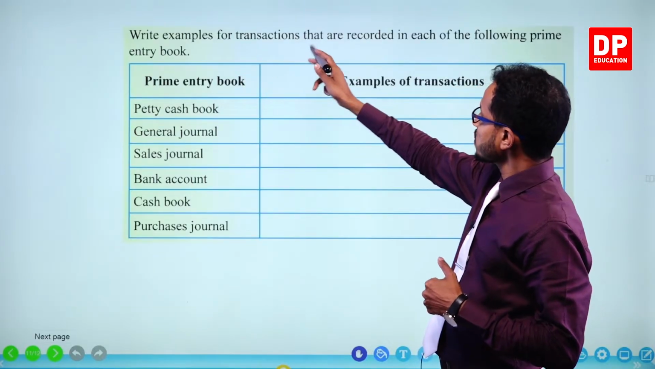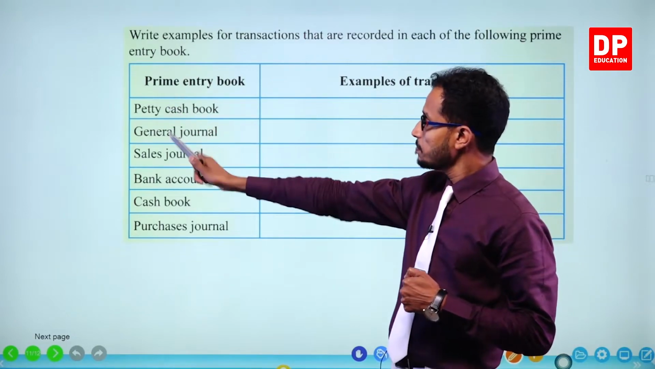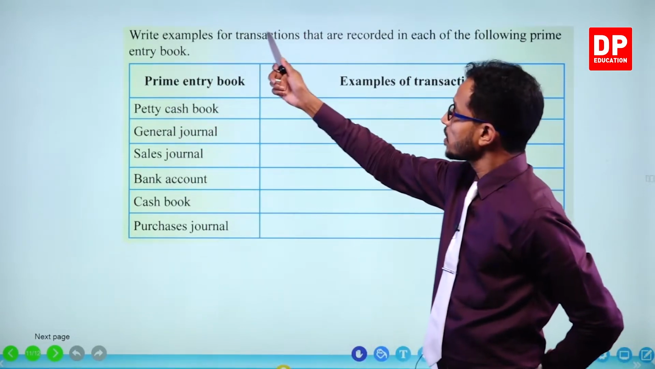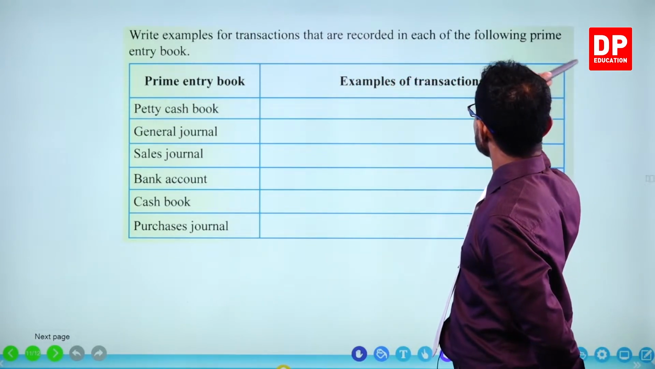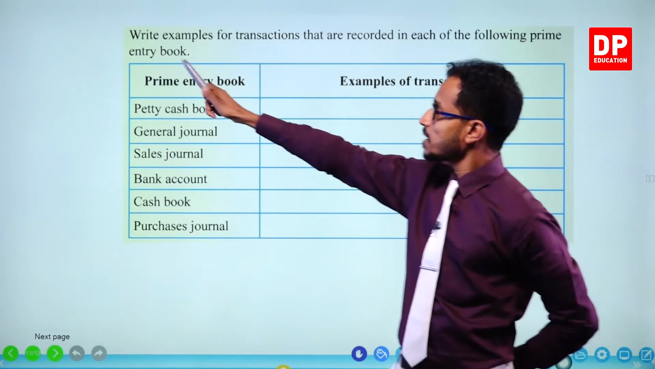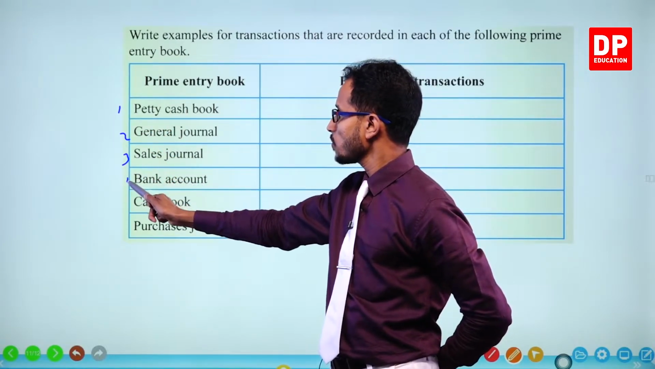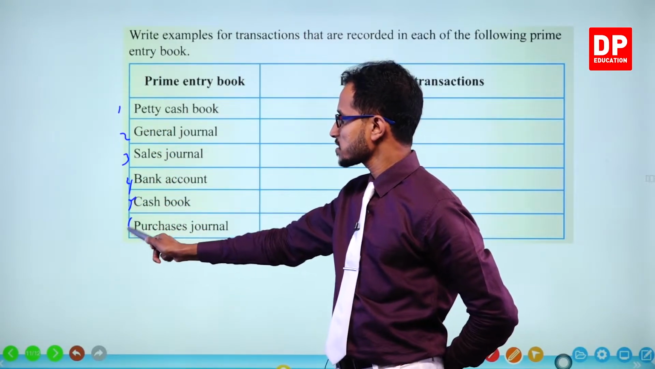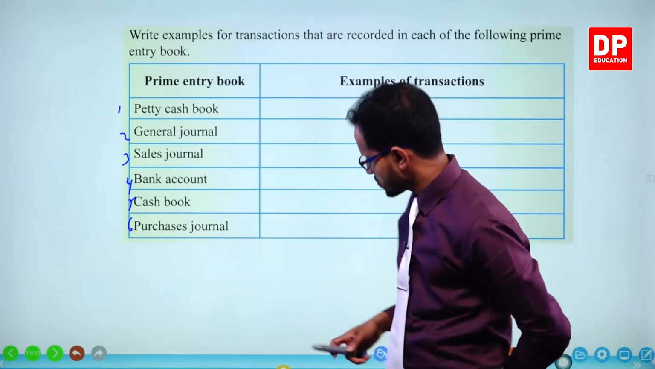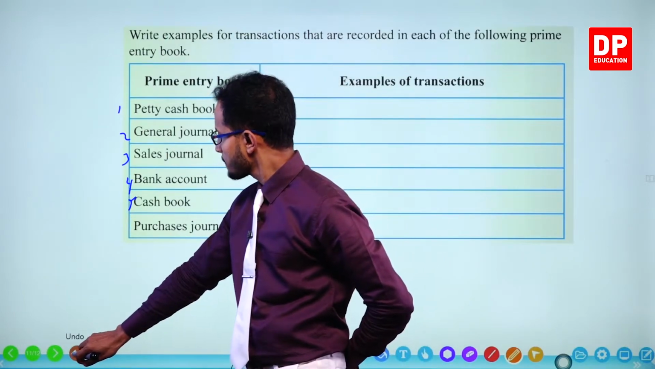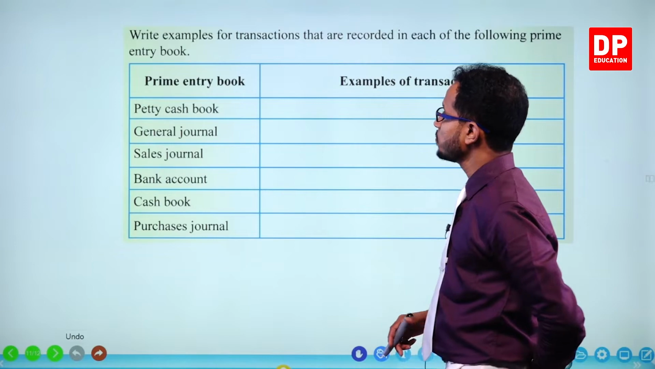Write examples for transactions that are recorded in each of the following prime entry books. We have 1, 2, 3, 4, 5, 6. All the prime books. First one, petty cash book.